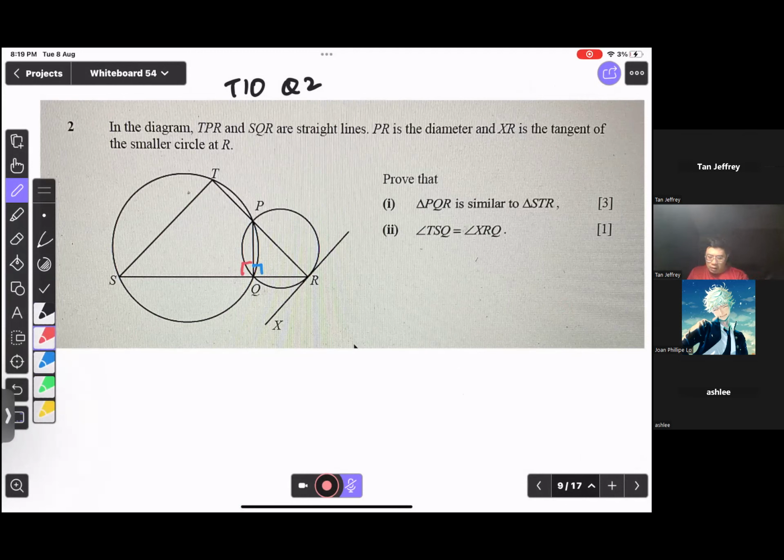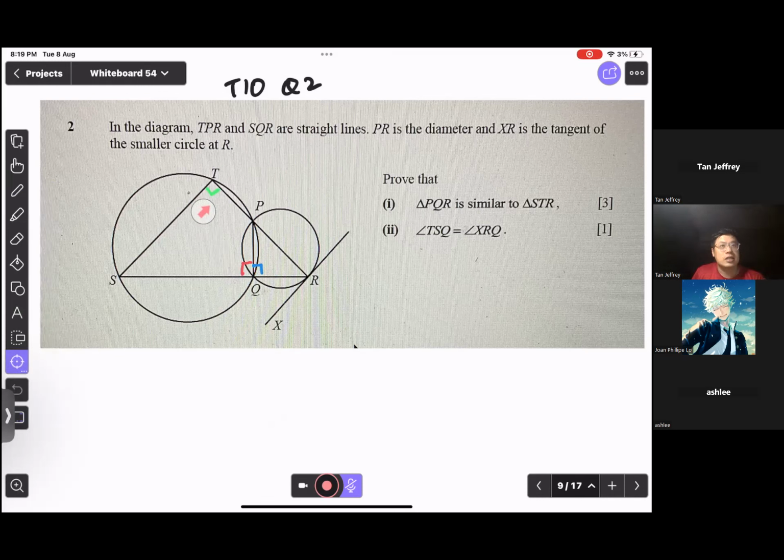Okay, so I'm looking at PQR and STR. Then after that, PTS should also be 90 degrees, right? That means this will also be 90 degrees, because angles in a semicircle. So this and this add up to 90. So this is also 90 degrees.